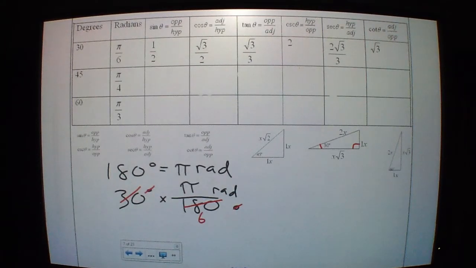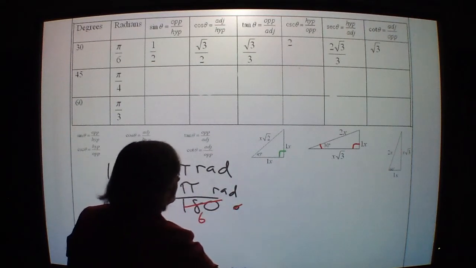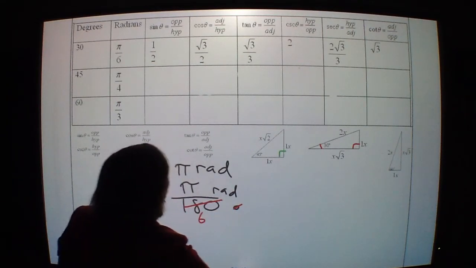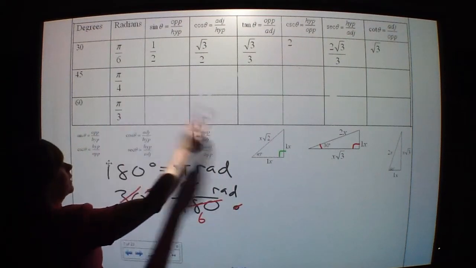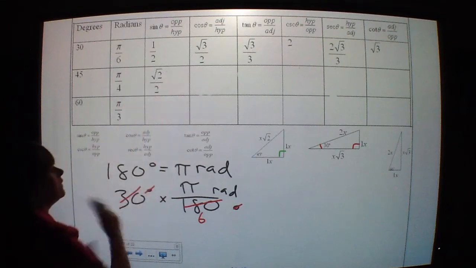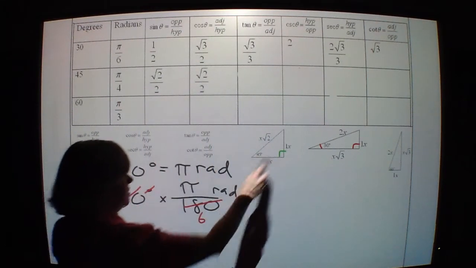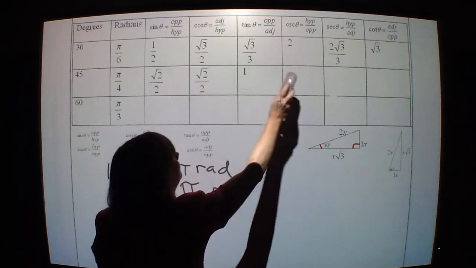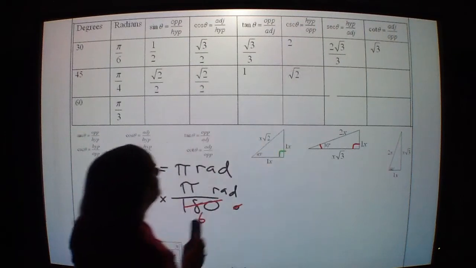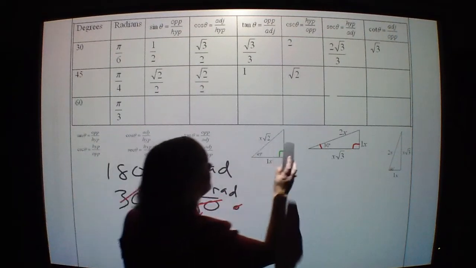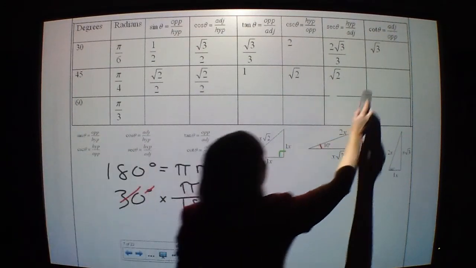45-degree triangle, right here. So when you do the 45-degree triangle, sine, opposite over hypotenuse, 1 over radical 2 is radical 2 over 2. Cosine, 1 over radical 2 is radical 2 over 2. Tangent, 1 over 1. Cosecant, radical 2 over 1. Secant, radical 2 over 1. Cotangent, 1 over 1.